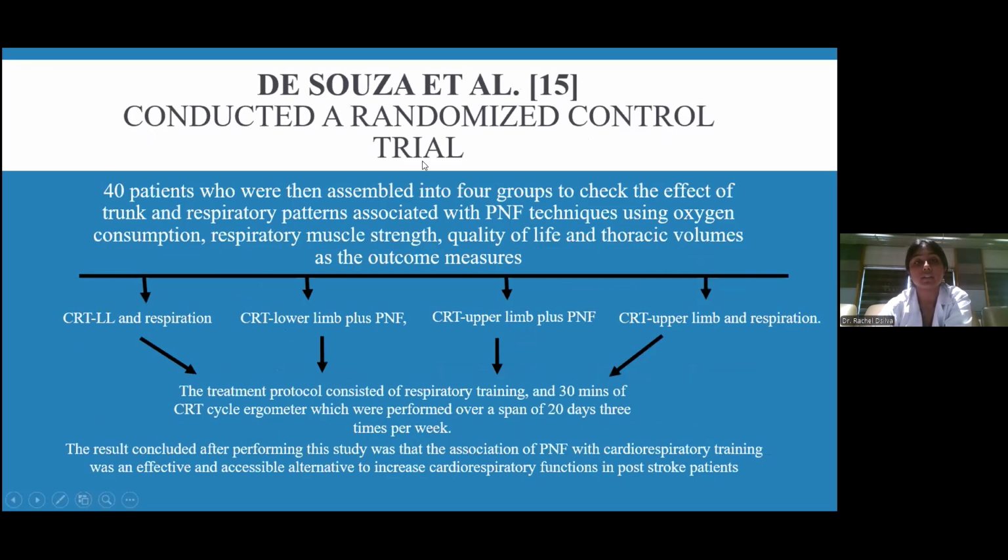D'Souza et al. conducted a randomized control trial where 40 patients were assembled into 4 groups to check the effect of trunk and respiratory patterns associated with PNF techniques, using oxygen consumption, respiratory muscle strength, quality of life, and thoracic volume as the outcome measures. The groups were given chest respiratory training with lower limb, chest respiration training with lower limb plus PNF, upper limb plus PNF, and upper limb plus respiration. The treatment protocol consisted of respiratory training and 30 minutes of CRT cycle ergometer, performed over a span of 20 days, 3 times per week. The study concluded that the association of PNF in cardiorespiratory training was an effective and accessible alternative to increase cardiorespiratory function in post-stroke patients.